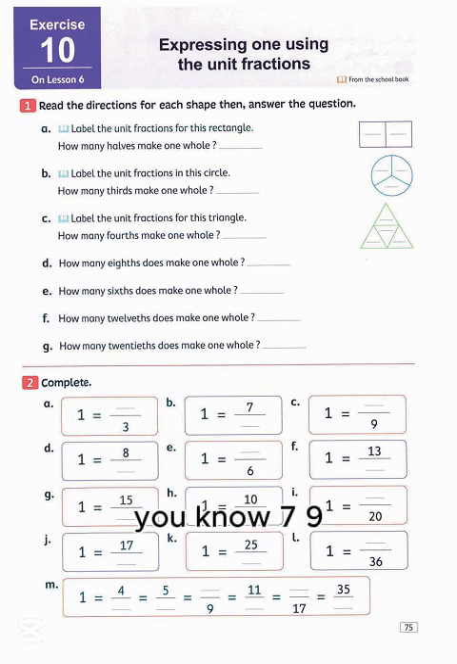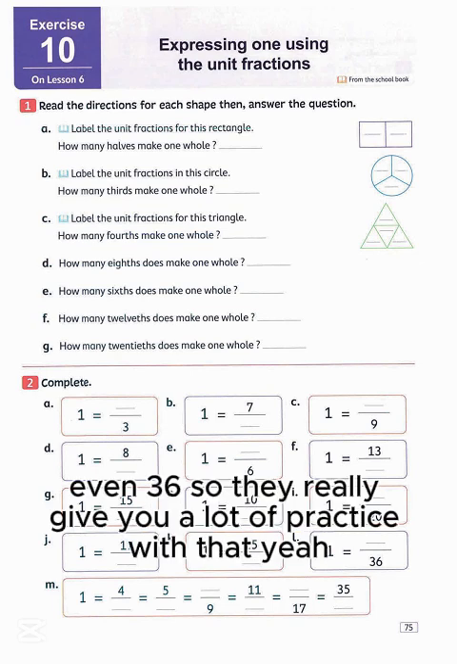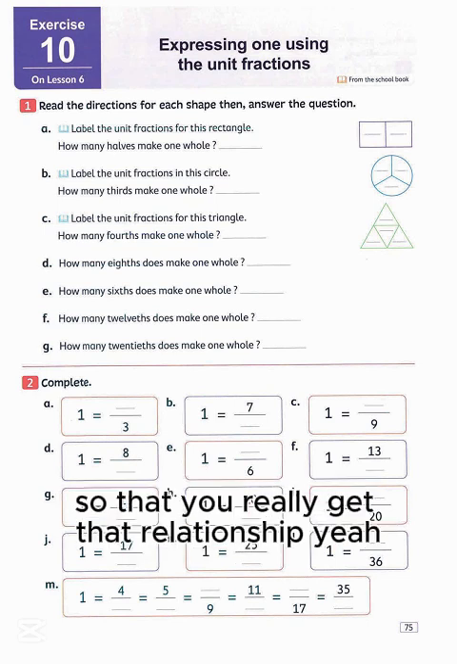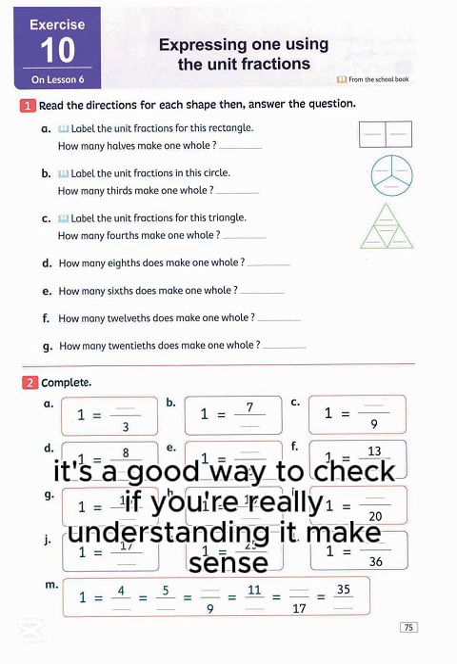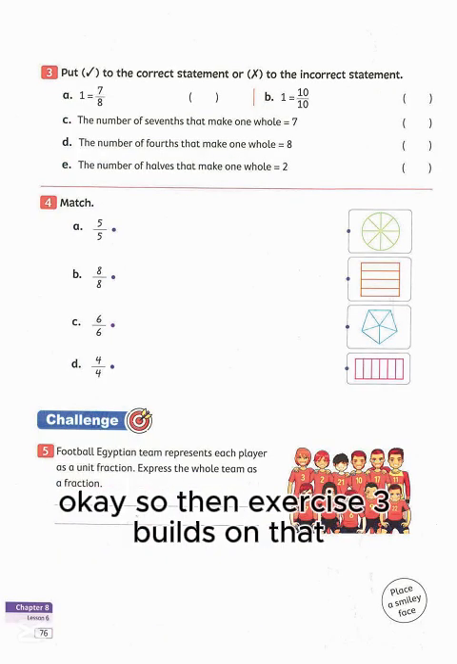And they do this for 7, 9, 13, 10, 20, 25, even 36. So they really give you a lot of practice with that, so that you really get that relationship. It's a good way to check if you're really understanding it. Makes sense. So then exercise 3 builds on that.